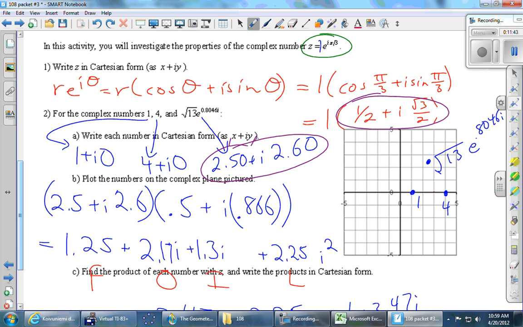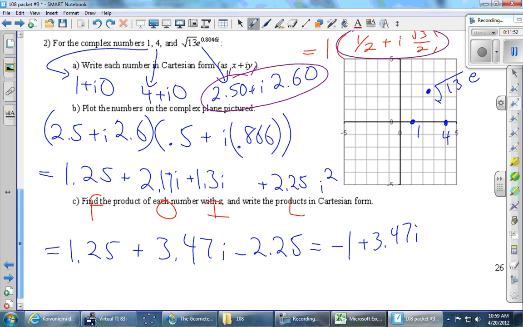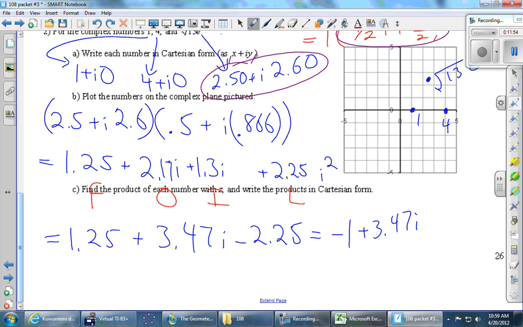Yeah, and so the other ones are actually quite a bit easier, because multiplying a number by 4 is just distributing the 4. So that's a lot easier. But I just want to leave it right here and plot this new number. So can you guys plot -1 plus 3.47i?